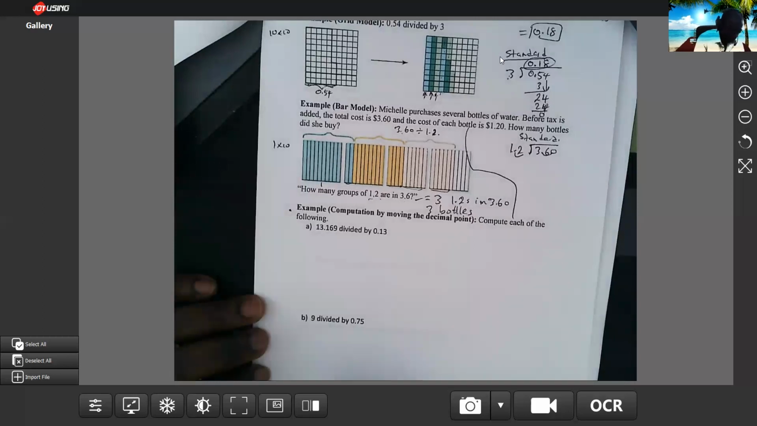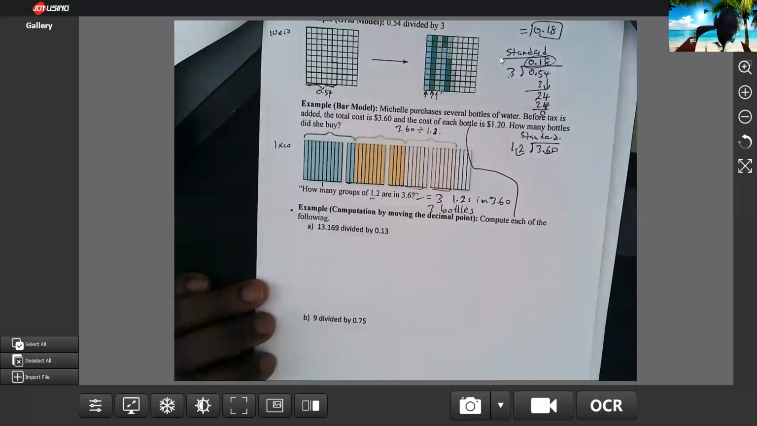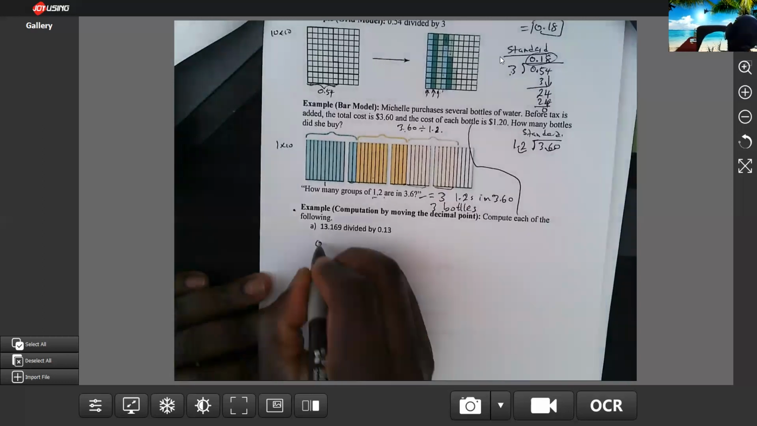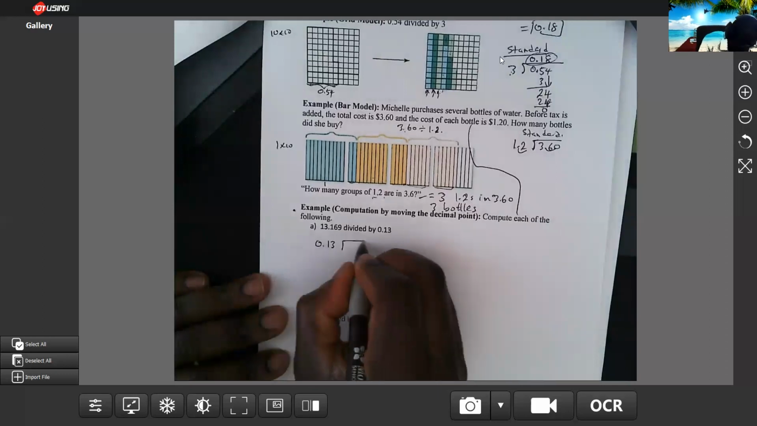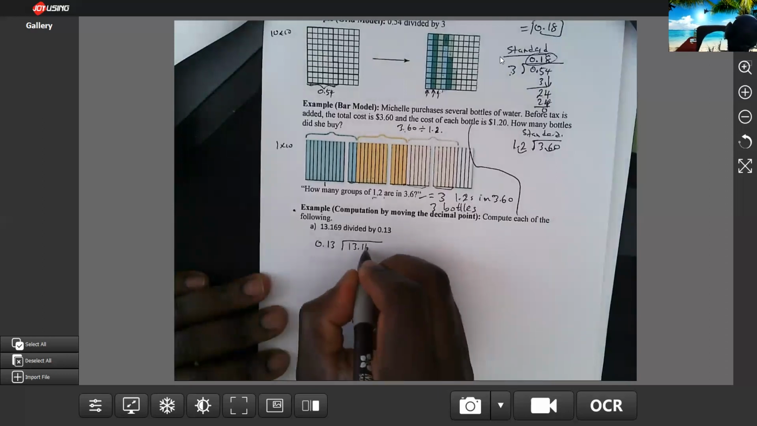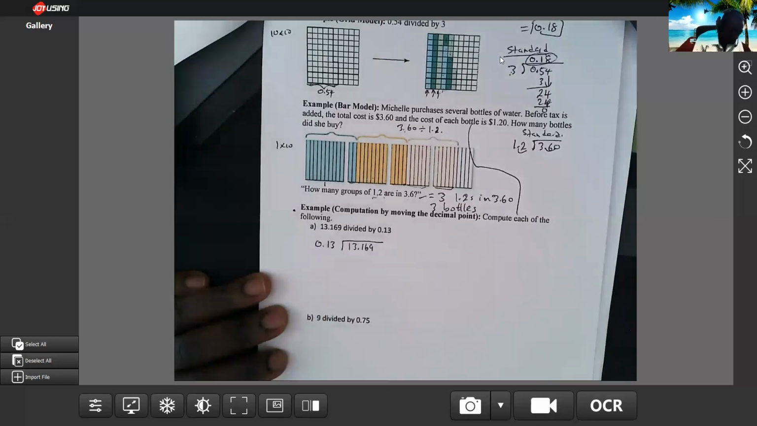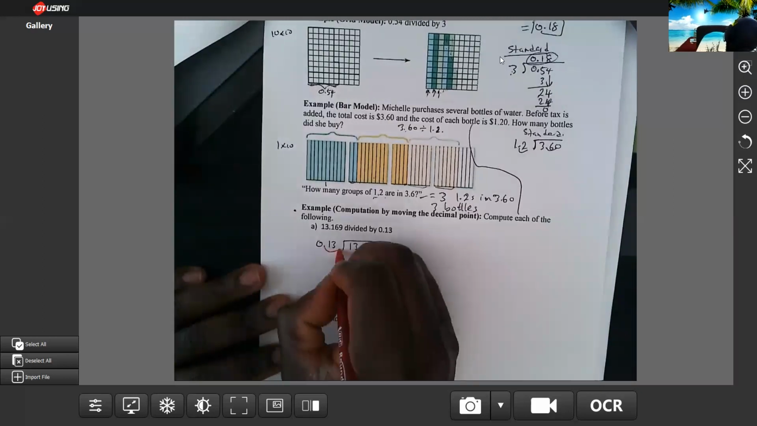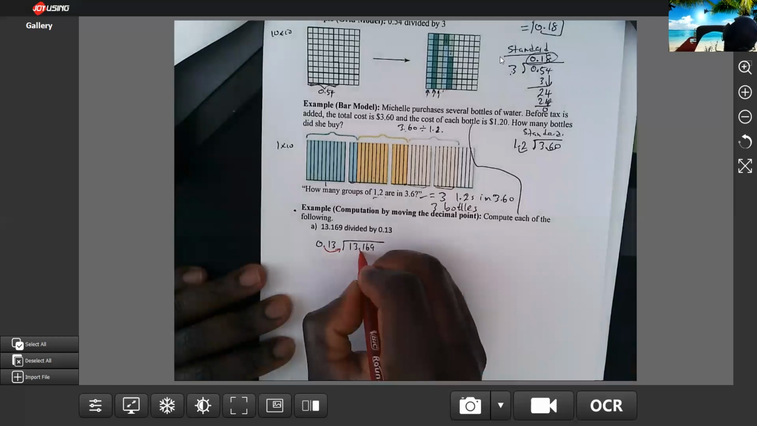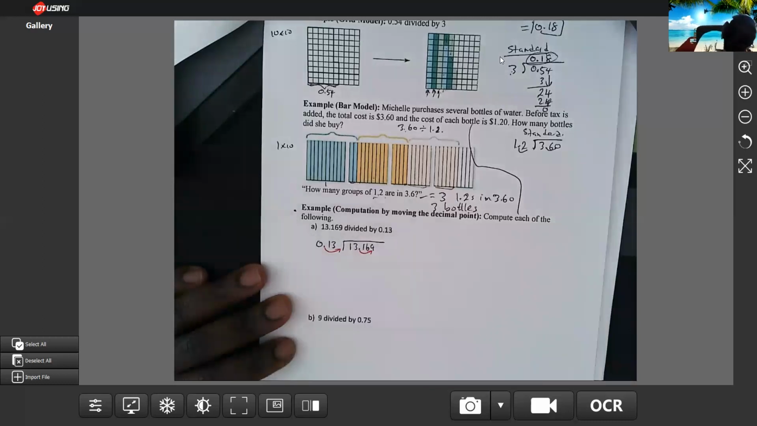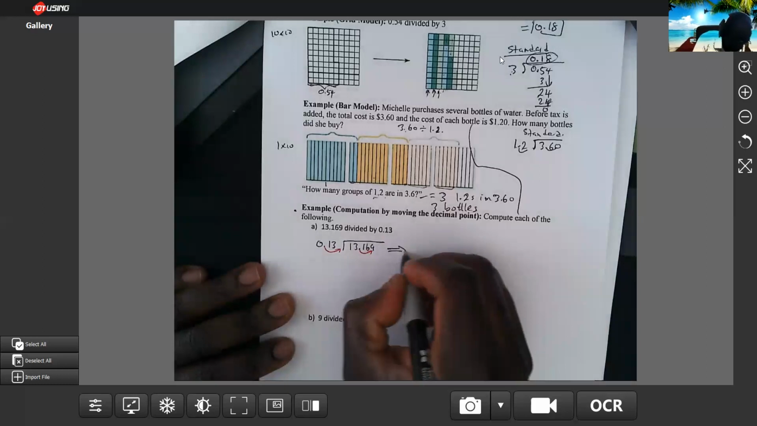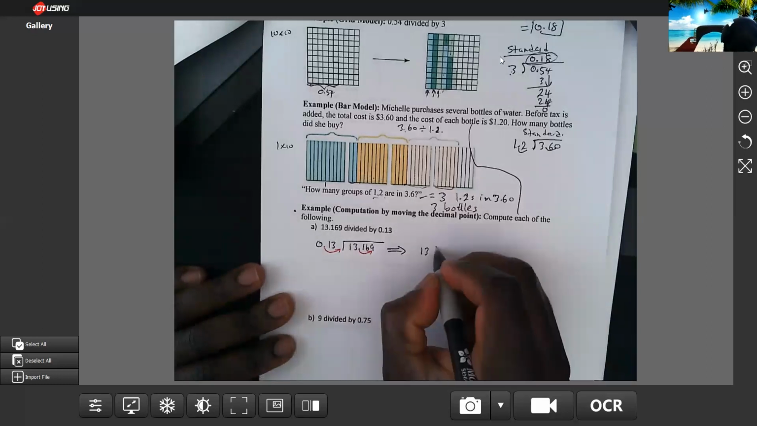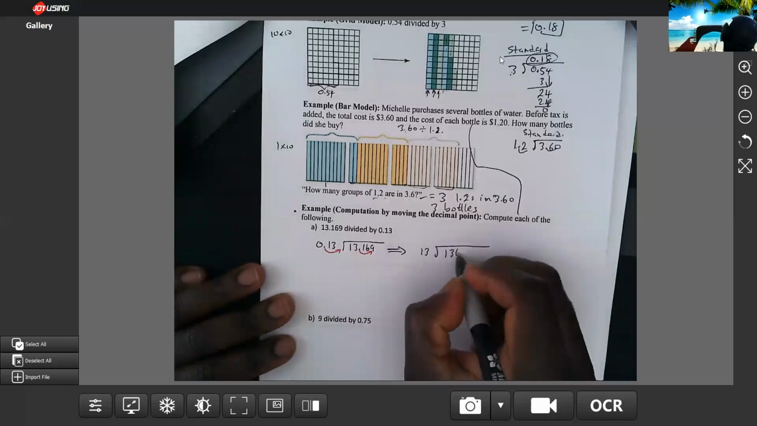We have 13.169 divided by 0.13. So you have 0.13 into 13.169. The first thing is that we want to make the divisor a whole number. So we move the decimal how many places? 2. And then we move this decimal also 2 places. So then this becomes 13 into 1316.9.